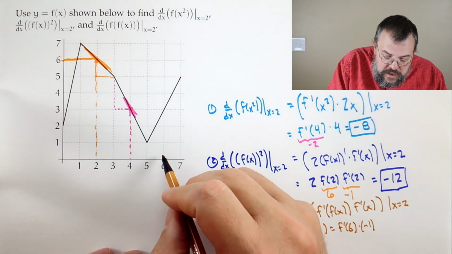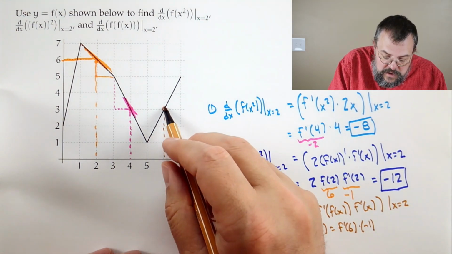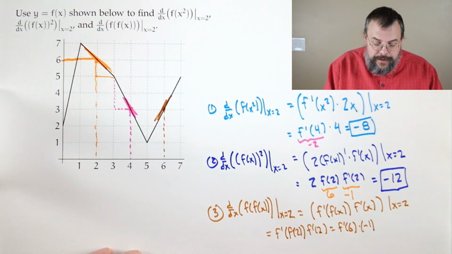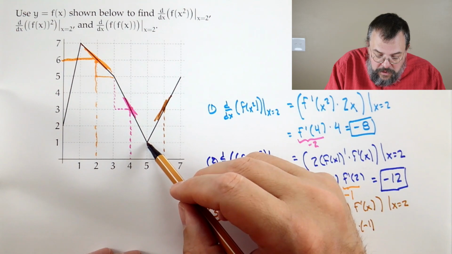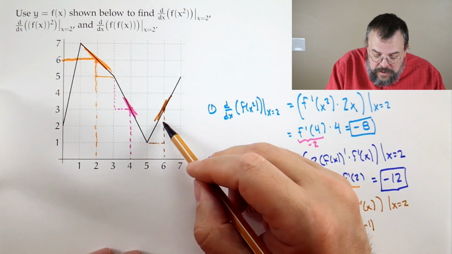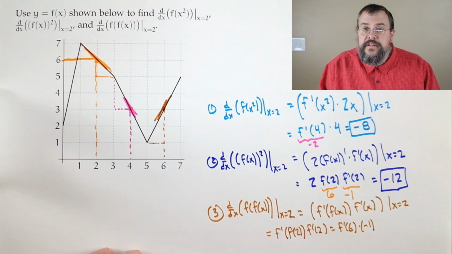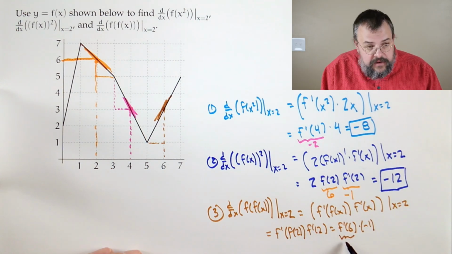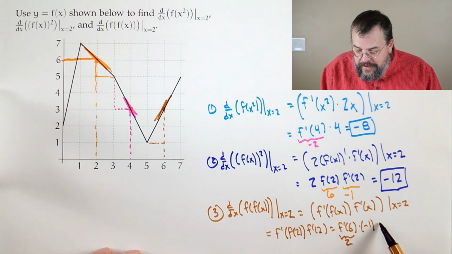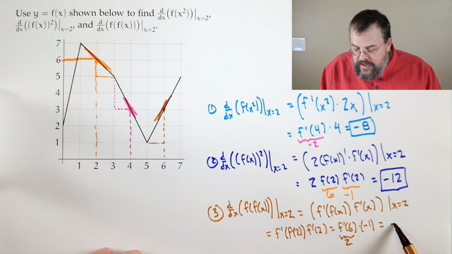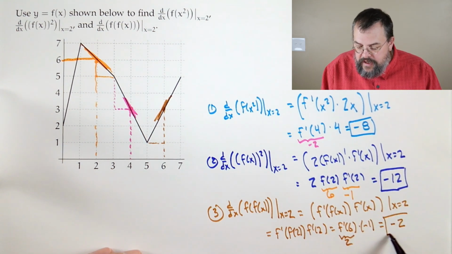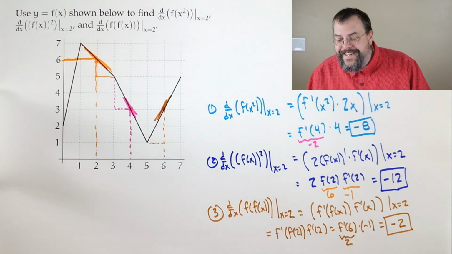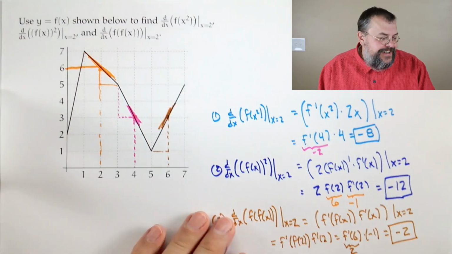So we come over here. Here's 6. It's a line segment. So what's the slope? Well, it's over 1, up 2. So it's a slope of positive 2. So this f prime of 6 is a positive 2. And therefore, we get negative 2 as the answer. Good. All right. Nice. Good.